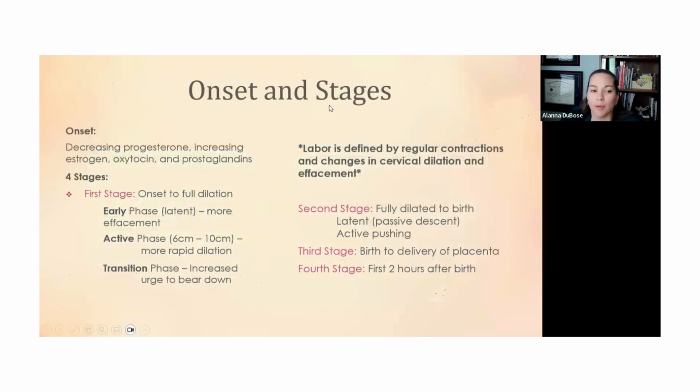All right, and then labor is broken down into 4 stages. The first stage is actually what we normally think of as all of labor being, because the first stage is from 0, like 1 centimeter dilated, all the way to 10 centimeters dilated. So that's the first stage, okay?